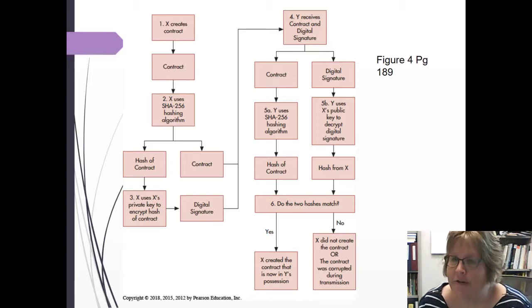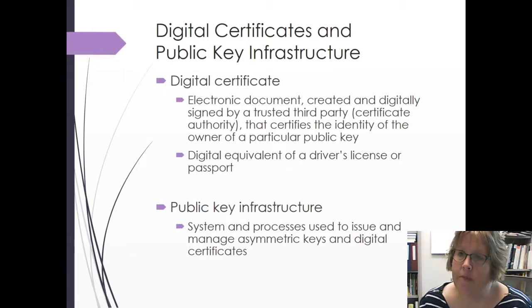So they hash the contract again, and then they decrypt the digital signature to get the hash that was sent. If they match, we know that the contract is correct and was received as intended. If not, we know that either X did not create the contract, or, because we used the digital signature, it was corrupted. So one of those two conditions: either it truly was not sent by X, or it was corrupted during transmission.